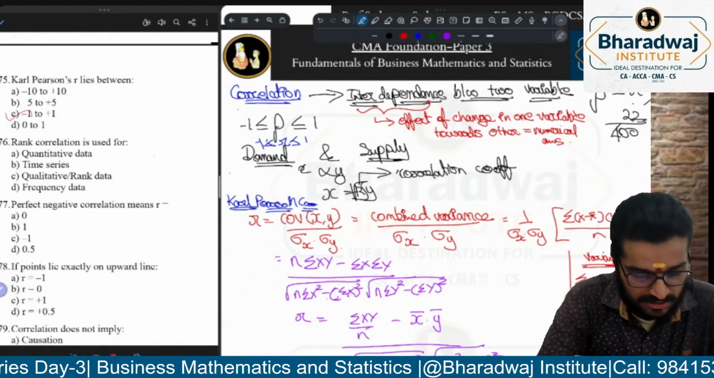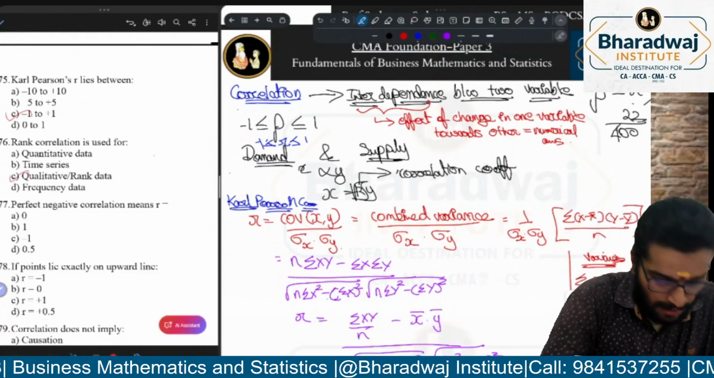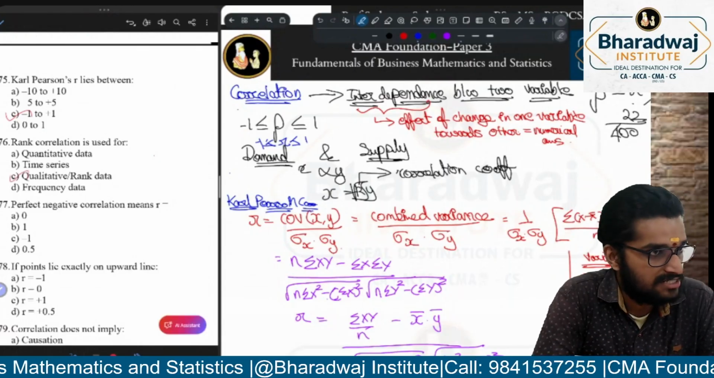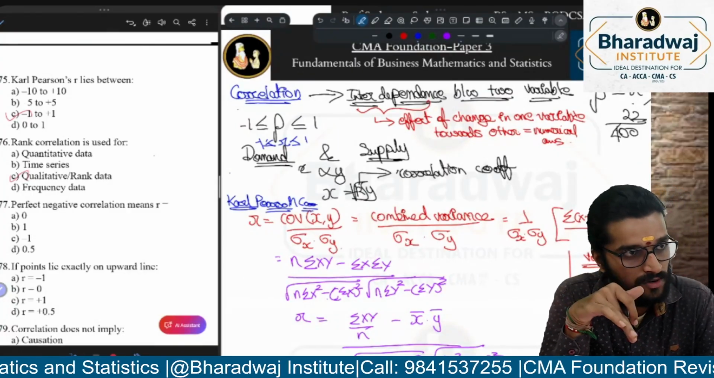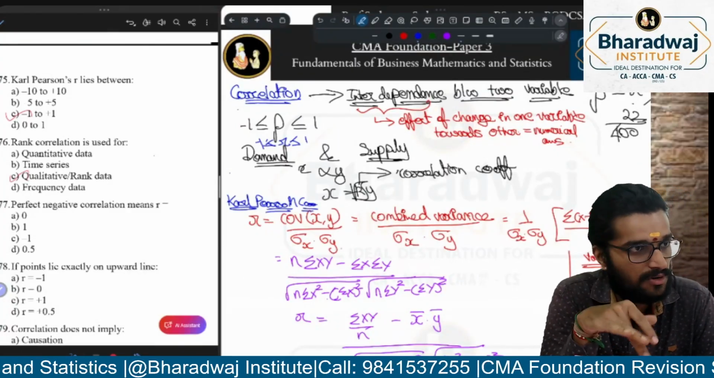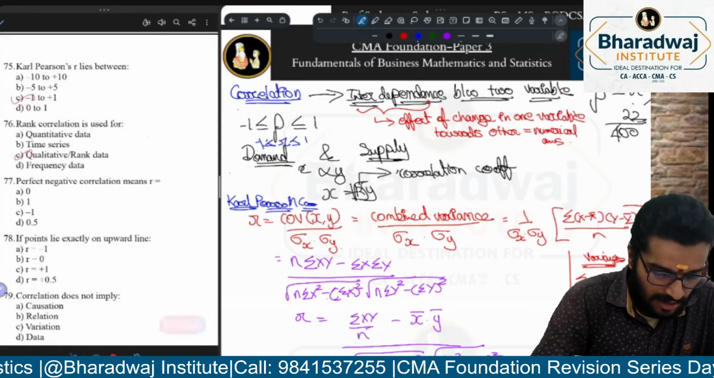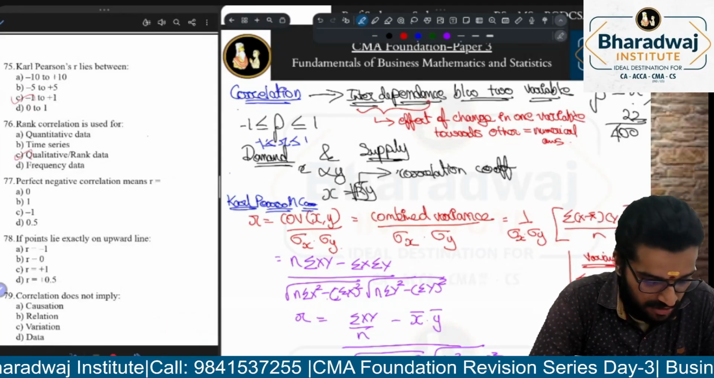Rank correlation is used for rank data, quantitative or rank data, not just quantitative data, because whatever the data we are using in normal correlation, Karl Pearson correlation is also quantitative data, but if it is a ranked one, Spearman's rank correlation will be used.